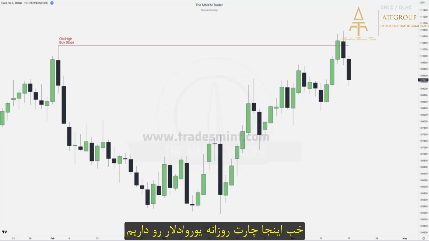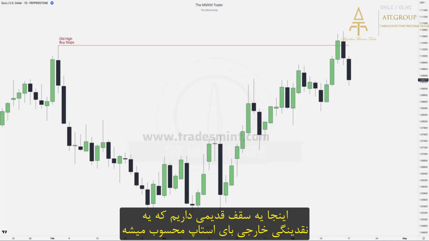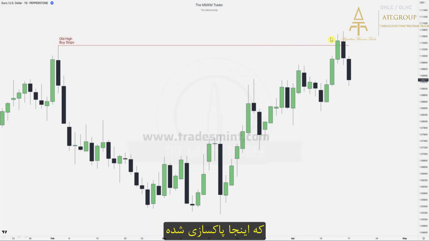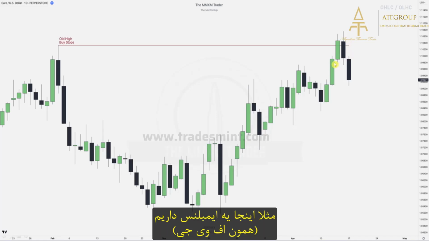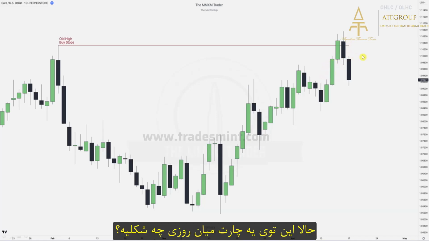Right, over here we've got a Euro USD daily chart. We've got an old high up here. External range liquidity buy stops over here have been purged, and then after we run buy side over here, it's likely that we have a bearish day afterwards to fill up an imbalance, for instance this imbalance down here. So how does that look like on an intraday chart?